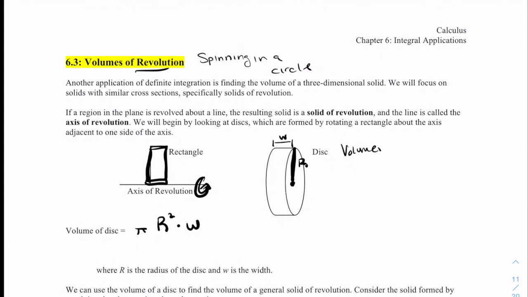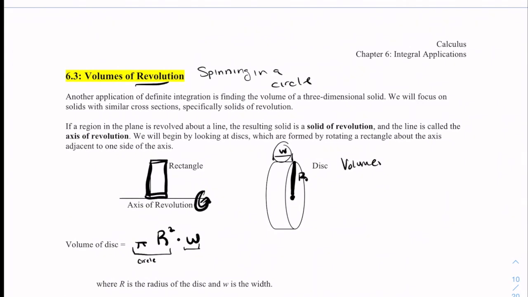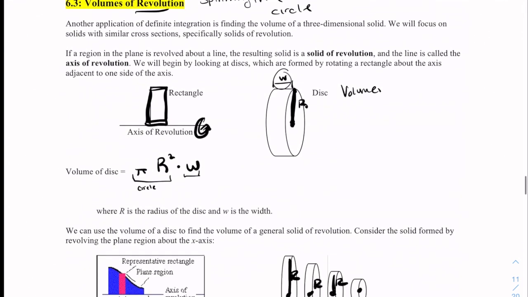So we have a bunch of circles added up over the width. To find the area of a circle, we just do pi r squared. So the volume for our disk is pi r squared, there's our circle, times the width, where r is the radius of the disk and w is the width.